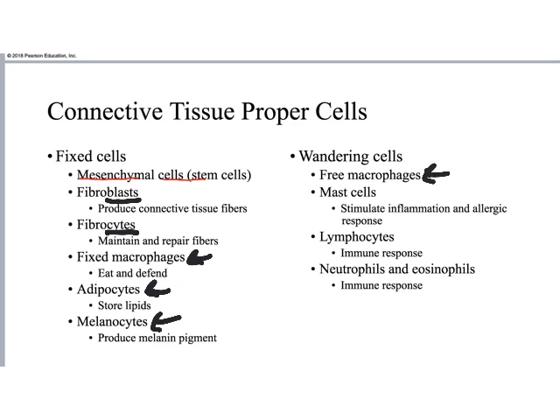Mast cells, we'll talk about this more when we get to immune cells. They're going to stimulate inflammation. They're going to be part of the allergic response. Lymphocytes, neutrophils, eosinophils, these are cells that are going to be involved with the immune response. I'm just introducing these terms here, but we'll have a separate chapter on blood, and we'll talk about a lot of these cells then.